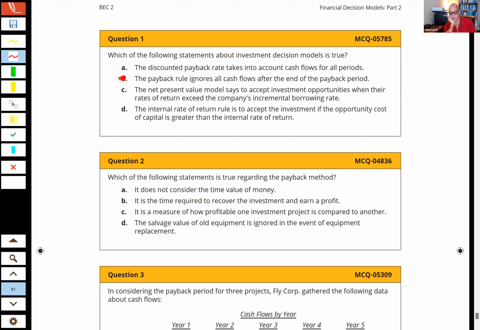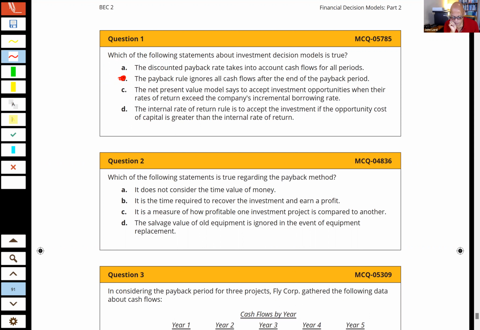Okay, thank you, Don. Anyone else? Okay. The discounted payback rate takes into account cash flows for all periods. That's the problem with all the payback methods, both discounted and not discounted: any cash flow that comes in after is not considered. So I don't know if we're picking A because we're not seeing the entire screen or not on that one.